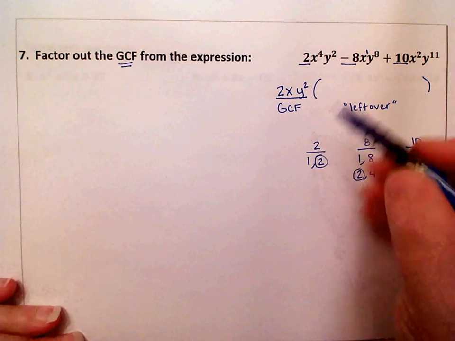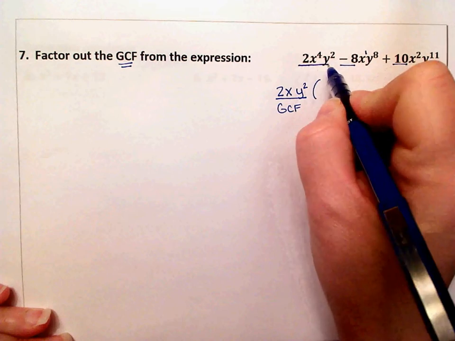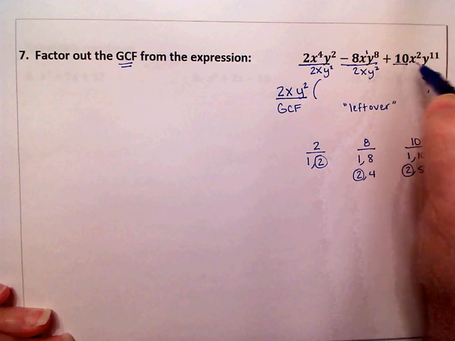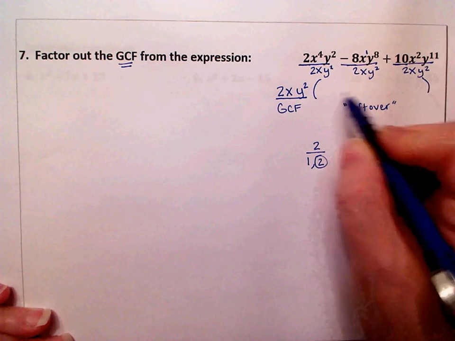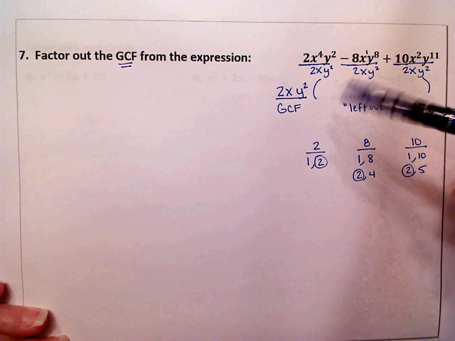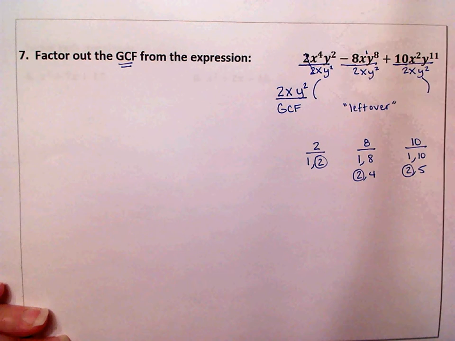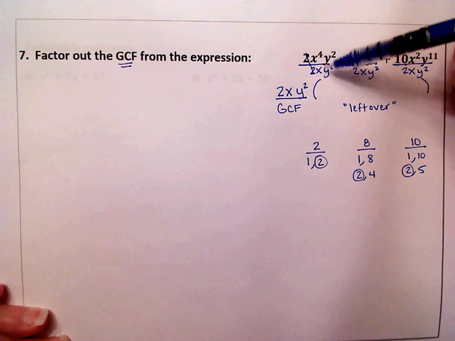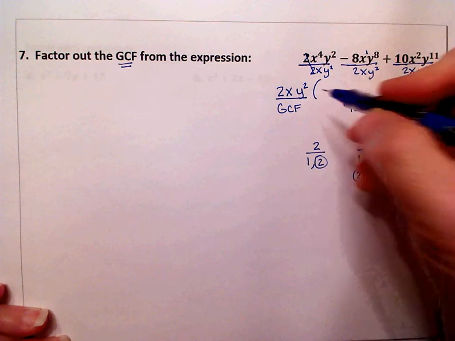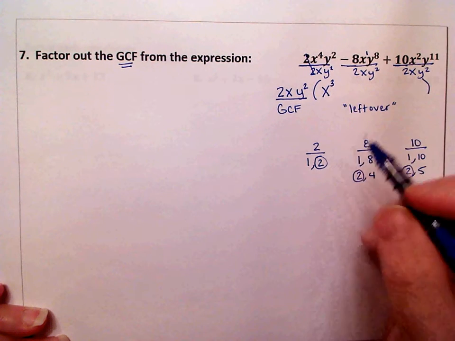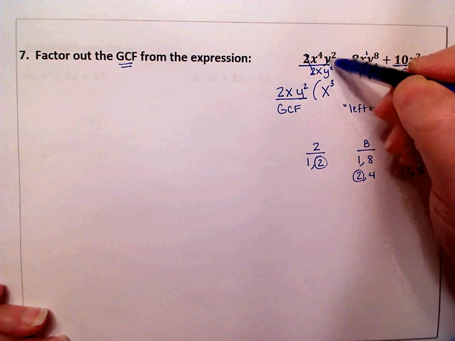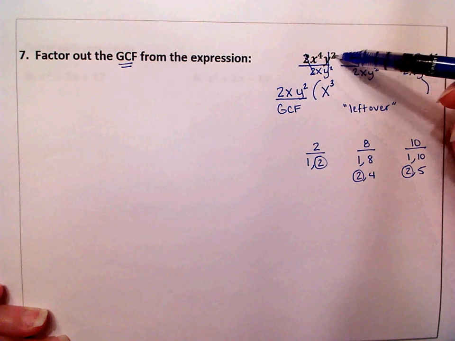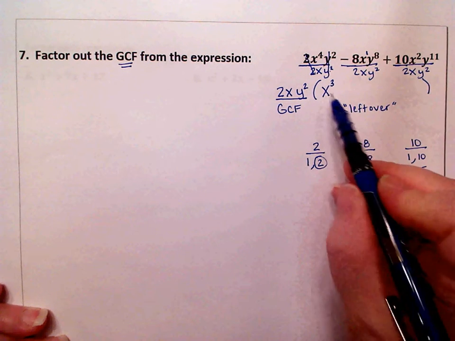So now to find our leftovers, we're going to divide each one of these terms by 2xy to the second, and write the answer in our leftovers in the parentheses. So in the first term, 2 divided by 2 is just 1. We have an x to the 4th over an x, which remember you subtract those exponents. 4 minus 1 is 3. So we have an x to the 3rd power left in our first term. The y's to the second cancel out since we have one in the numerator and the denominator, and anytime you divide a number by itself, you get just 1. So in our first term, we just have an x to the 3rd.